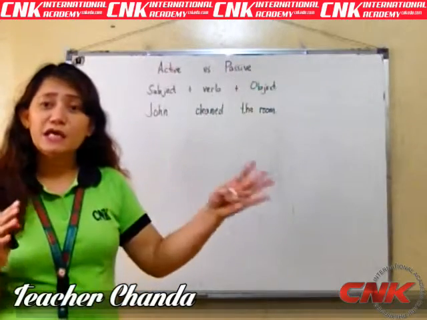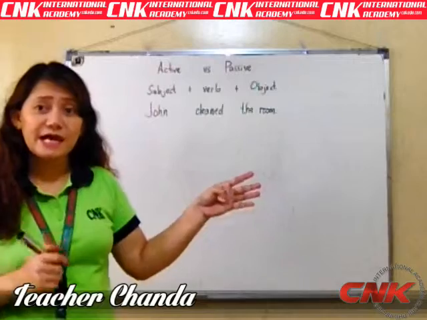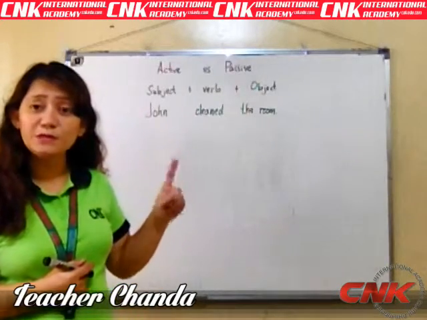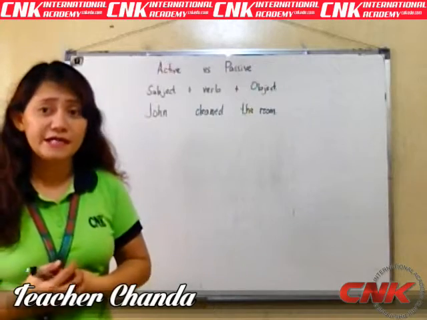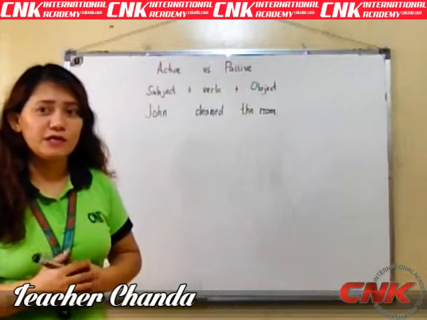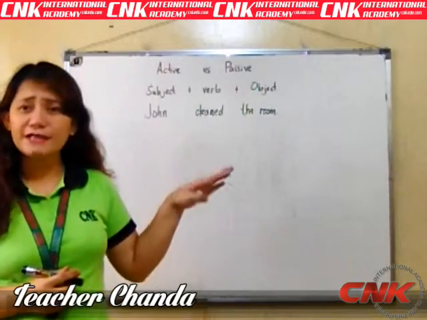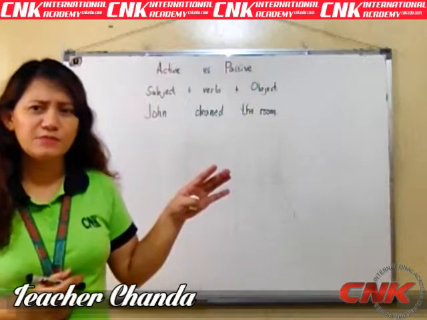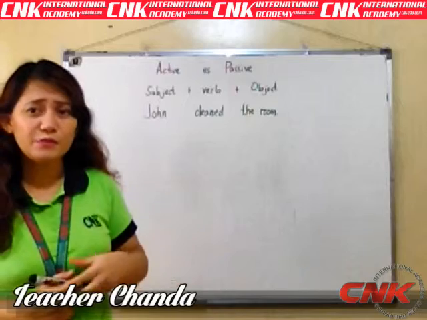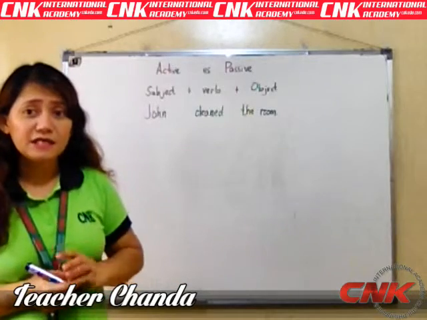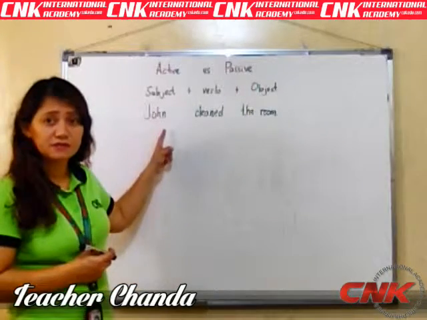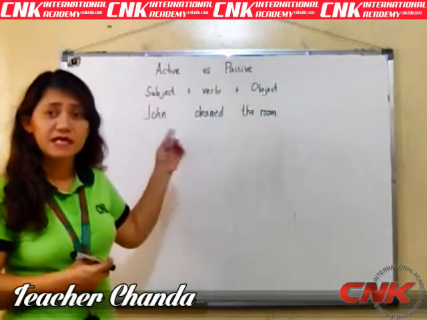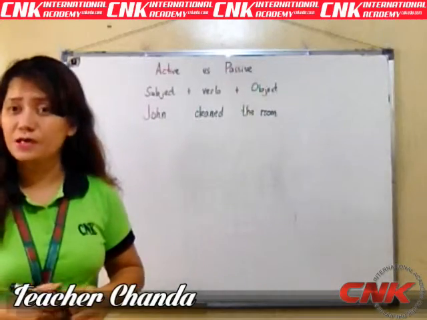Okay, every sentence that has a subject that is the doer of the action is what we call an active sentence. Okay, and not all active sentences are changed into passive voice, but what is a passive voice? A passive voice is a sentence that has a subject, but it doesn't act as the doer of the action. It acts as the receiver of the action.